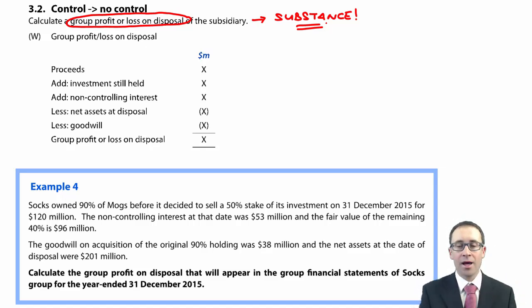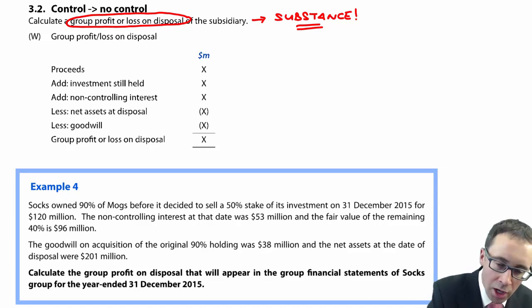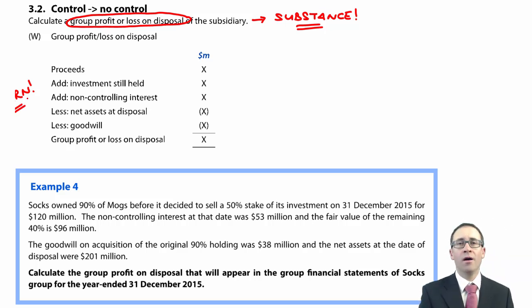Okay, so it's something that you need to learn, commit it to memory, add it to your list of standardized workings if you so wish. What you have there is you need to go through there and look at the entire worth of the subsidiary that you are disposing. So you need to look at the proceeds. You need to look at the investment that you still hold, because don't forget, you may not have a full disposal, taking it down to zero.